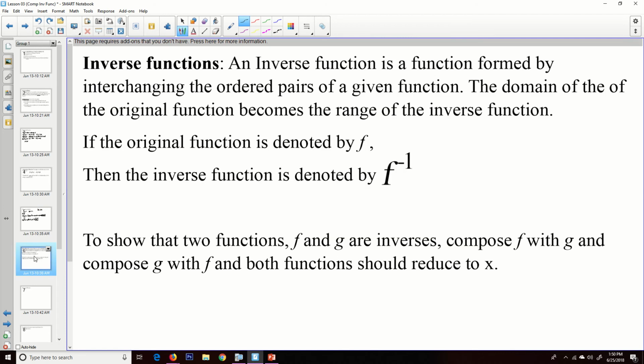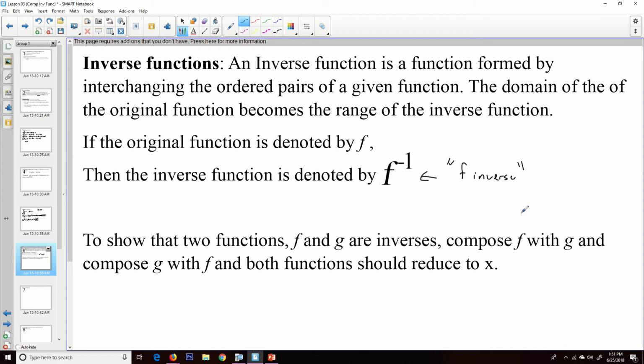All right, moving on. Inverse function. An inverse function is a function formed by interchanging the ordered pairs of a given function. That is the mechanics of it. The domain of the original function becomes the range of the inverse function, and the range of the original becomes the domain of the inverse. If the original function is denoted by f, then the inverse is denoted by f inverse. That's how we're going to read this. It looks like f to the -1 power, but we really read this as f inverse.